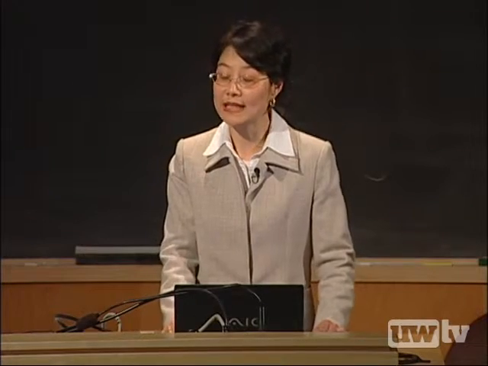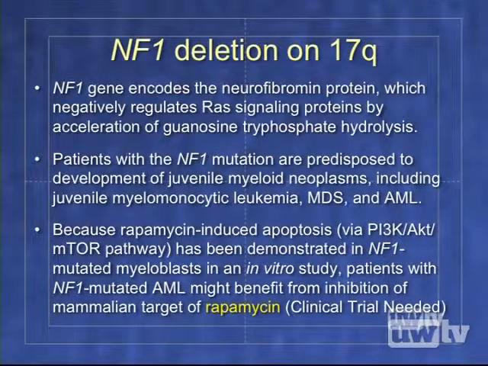Now, there was previously an in vitro study performed that demonstrated in NF1 mutated myoblasts, using rapamycin can actually induce apoptosis through the PI3 kinase AKT-mTOR pathway. So it is proposed that patients with NF1 mutated AML might benefit from inhibition of mammalian target of rapamycin. And rapamycin is an FDA approved drug that is currently in use clinically at SCCA for transplant patients.